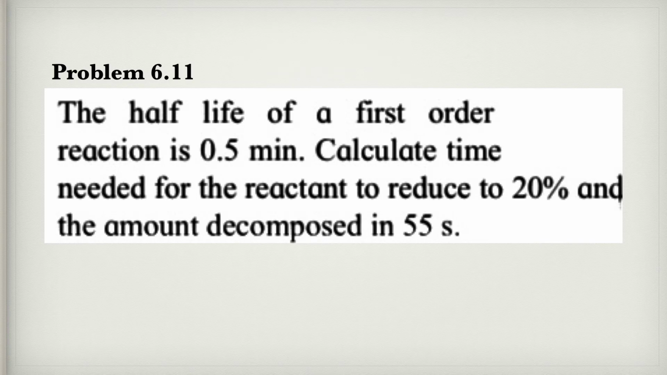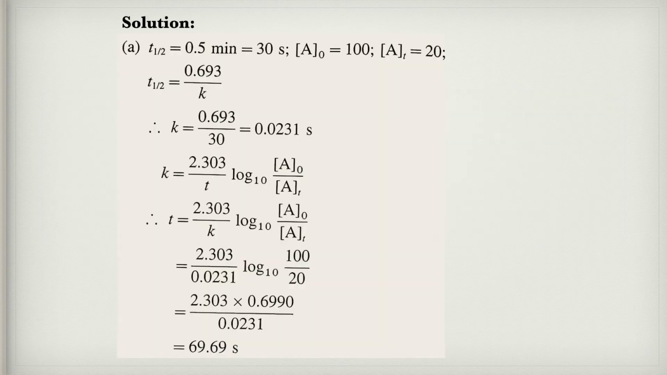And one more thing is asked, the amount decomposed in 55 seconds. So now we'll see the solution of this. Over here T half is given as 0.5 minutes, that is multiplied by 60, I'll get it as 30 seconds. Next, initial concentration is 100 and final concentration, hope you understood that, it is 20 over here.